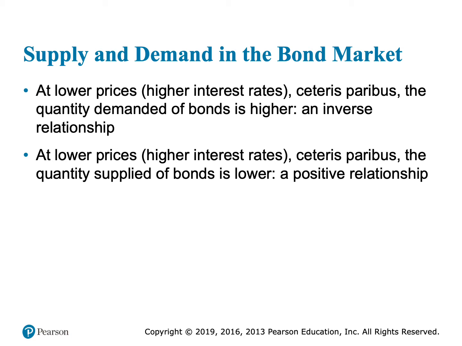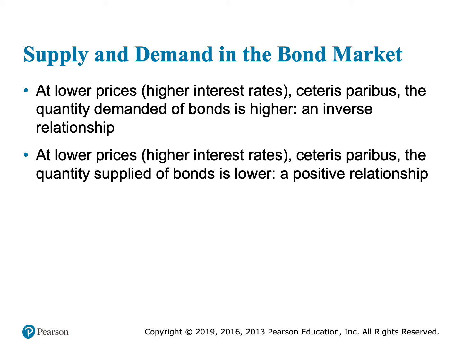So we've been talking about demand for assets, and we want to note that at lower bond prices, and you'll remember from our last chapter that bond prices and interest rates are negatively related, right? They move in opposite directions. So at lower bond prices, i.e. higher interest rates, everything else held constant, ceteris paribus, the quantity demanded of bonds is higher. And keep this in mind, this is the quantity demanded of bonds. We'll make sure we know what that means in just a moment when we have a diagram up. This is an inverse relationship.